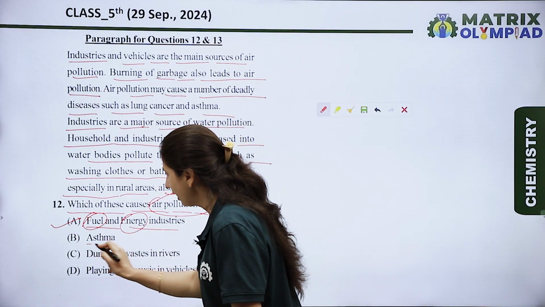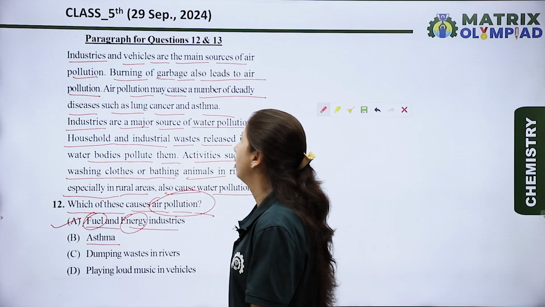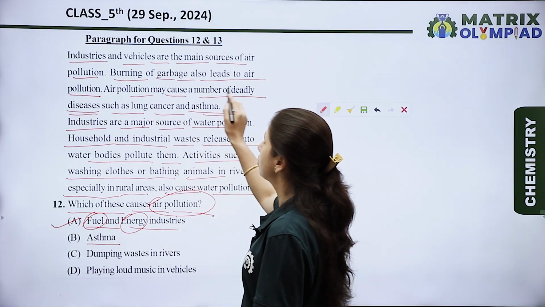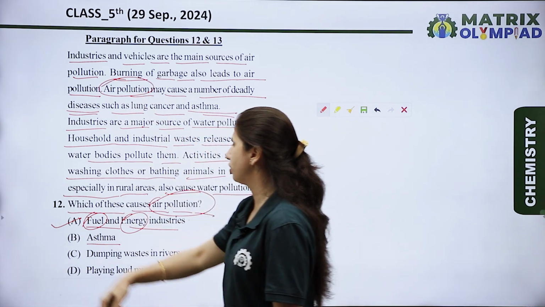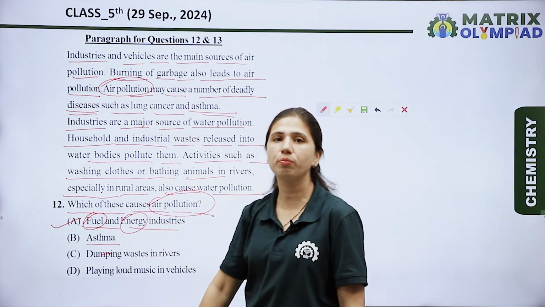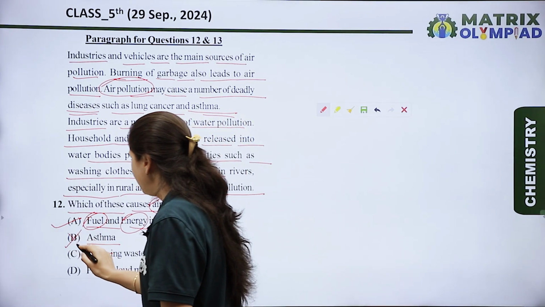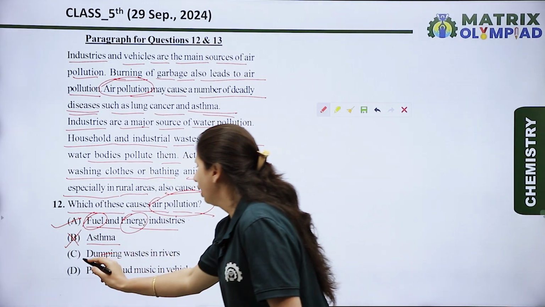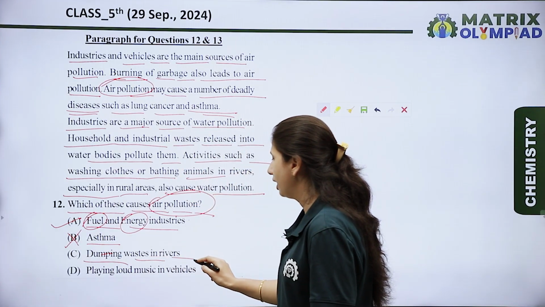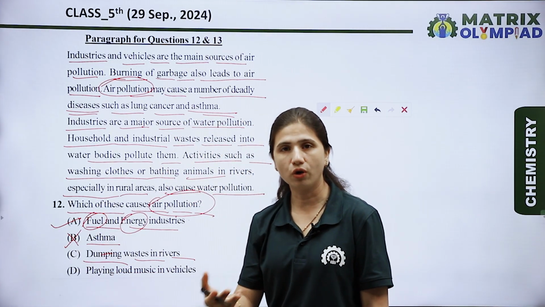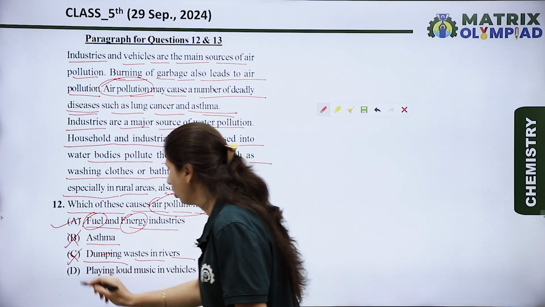Now let's see the next. Next is asthma. We know that asthma is a disease which is caused by air pollution. So option B is the wrong option. Next is dumping waste in rivers. Dumping waste in rivers is a cause of water pollution. So it is also a wrong option.